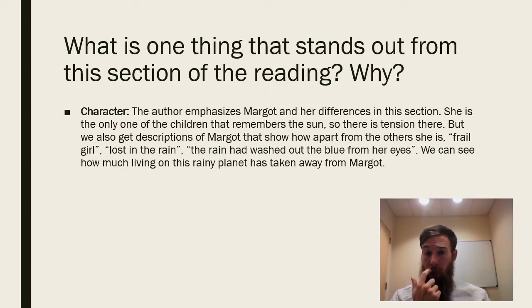She's the only one of the children that's able to remember the sun because she grew up in Ohio and she saw it when she was 4. And there's tension there because all the other kids don't remember ever seeing the sun. Aside from that difference, we get descriptions of how she's apart from the others through the way she looks. She's a frail girl. She's lost in the rain. The rain had washed out the blue from her eyes. So we can see how much living on this planet has taken from her. It's washed out not just the way she looks, but who she is. So I thought understanding Margot in this second part of the story was really important.